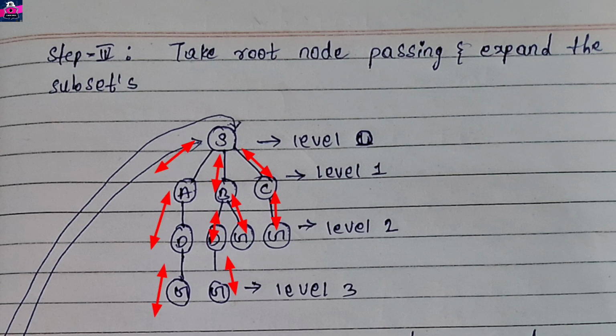S to A, S to B, S to C. A to D, B to D, G, C to G. Then expand D to G from the passing nodes. D to G from B passing nodes.